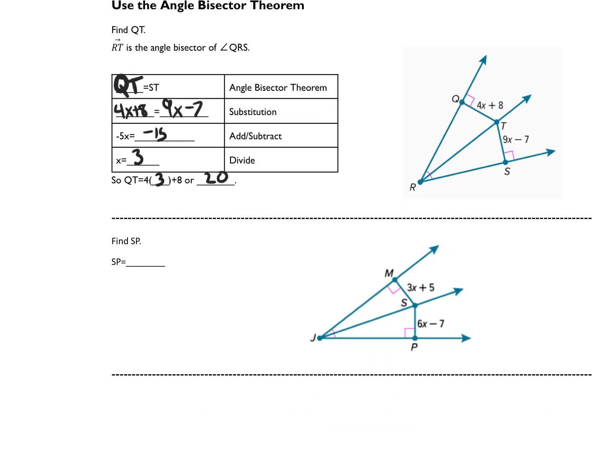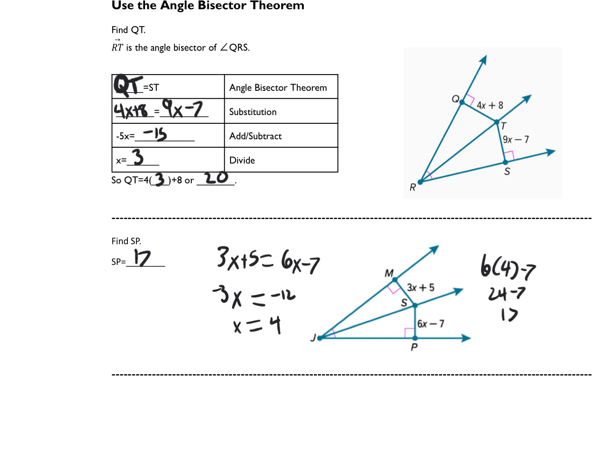So we're going to do this again with SP. We can find SP by saying that JS has bisected angle MJP because angles MJS and PJS are congruent. So that means that 3x plus 5 is equal to 6x minus 7. If I subtract 6x from both sides, I get negative 3x. Subtract 5 from both sides, I get negative 12. So x is equal to 4. And SP is going to be 6 times 4 minus 7, so that's 24 minus 7, or 17.